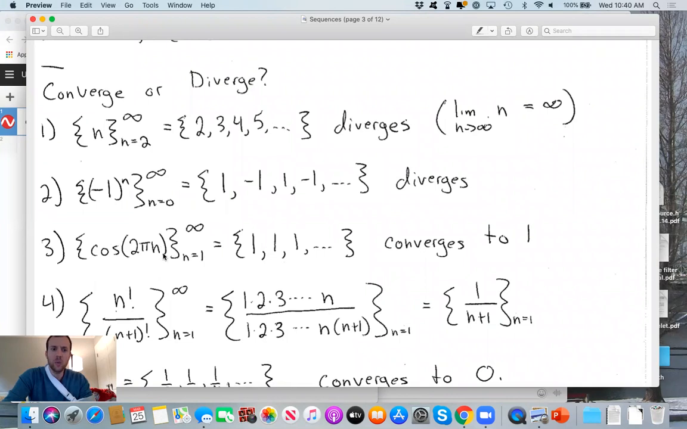Well, if we put in n equals 1, cosine of 2 pi is 1. If we put in 2, that's cosine of 4 pi, which is also 1. N equals 3 is cosine of 6 pi, which is also 1. So as a function of a real variable, where we're allowed to put anything in, this function is oscillating. But if we think of this as the general term of a sequence where we're only allowed to put in whole numbers, we keep getting 1.